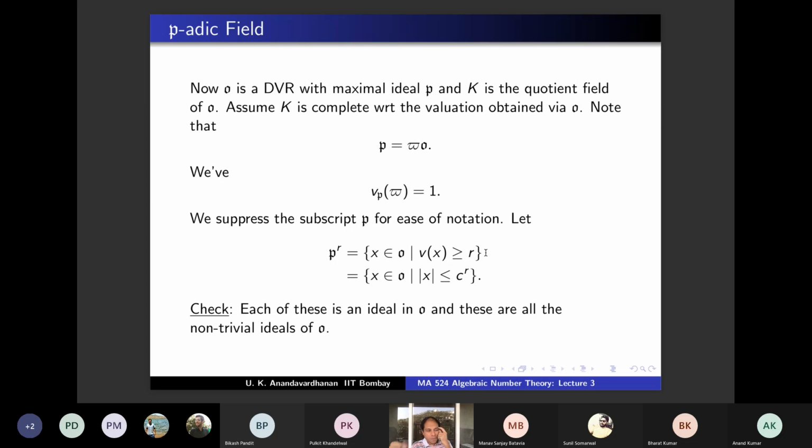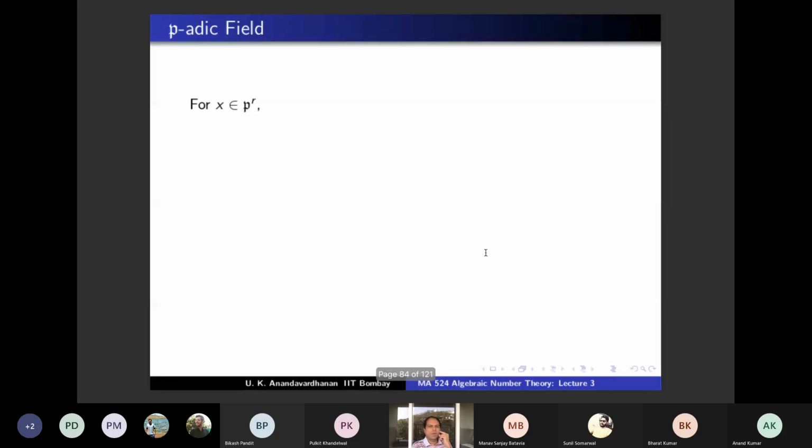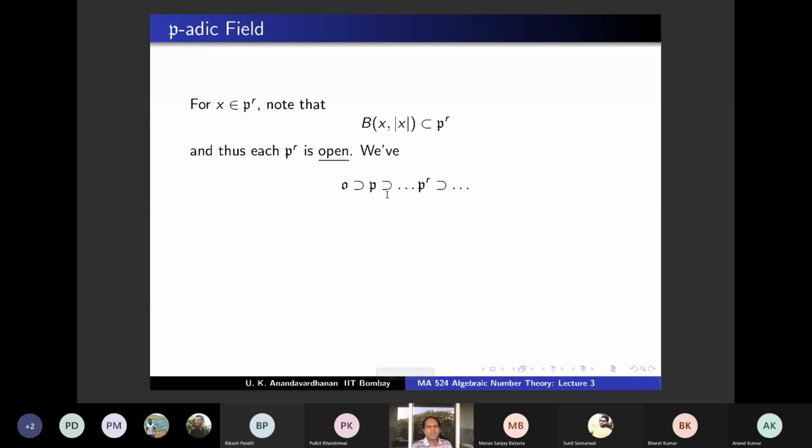So if you take something from p cube, you have to show that it belongs to p square. If you take something from p cube, then valuation is bigger than or equal to 3. And 3 is bigger than or equal to 2. Therefore, valuation is bigger than or equal to 2. Therefore, it belongs to p square. So you have this obvious containment: p containing p square containing etc.